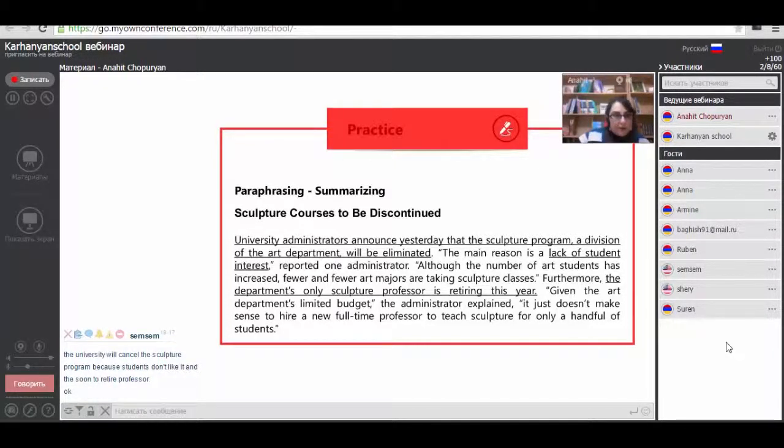So okay. I have underlined two main reasons. It is very important not to miss these reasons. The main idea was that university administrators announced yesterday that the sculpture program in the art department will be eliminated. This was the main idea, elimination. Then why? Because of lack of students' interest.